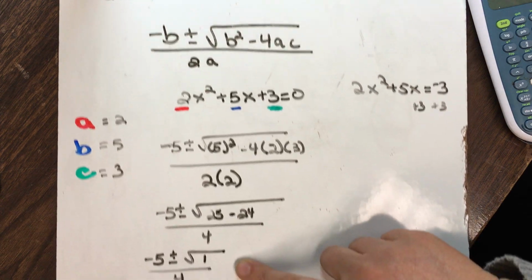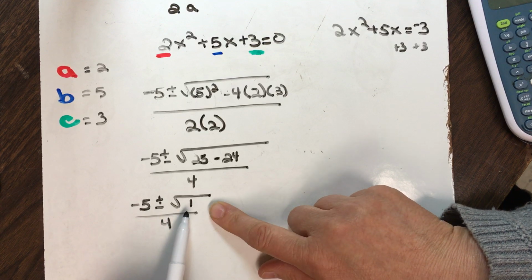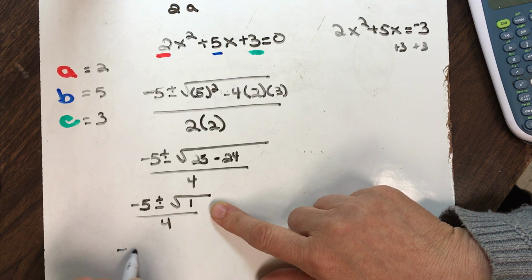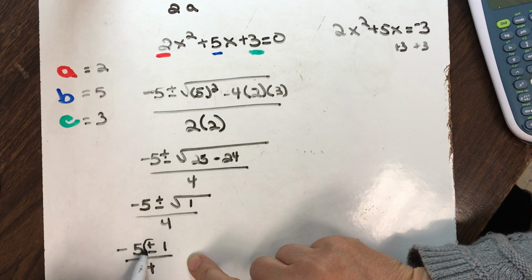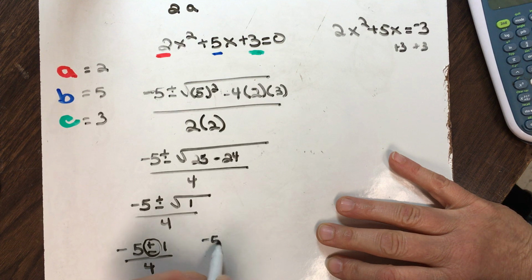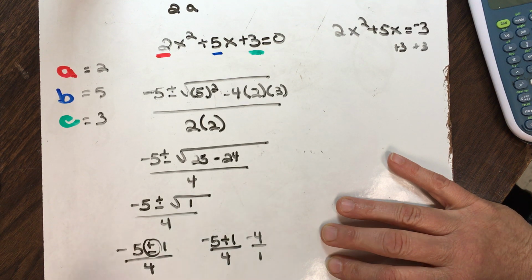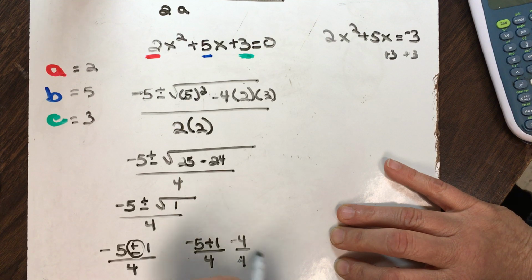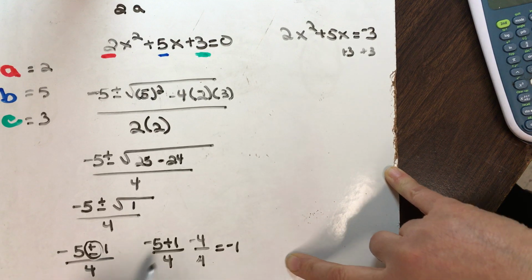Alright, now I have to split this into 2 pieces. So the square root of 1 is 1. So I'm going to bring that out. So I have negative 5 plus or minus 1 over 4. I have 2 equations that I need to write because I have this situation here. So I have negative 5 plus 1 over 4. Negative 5 plus 1 is a negative 4 over, excuse me, 4 over 4, and that equals negative 1. There's my first one. Now I need to do my second one.